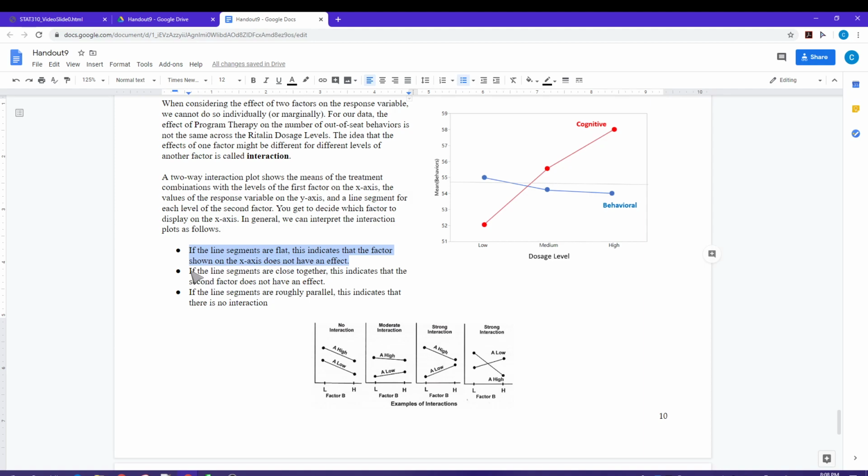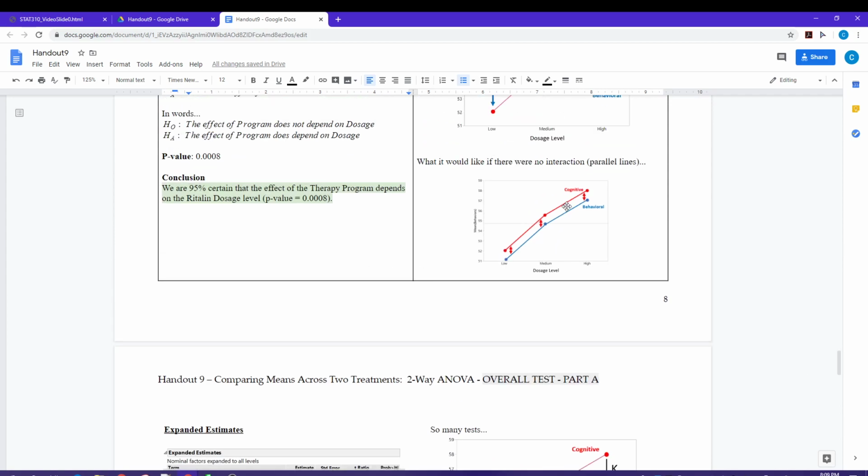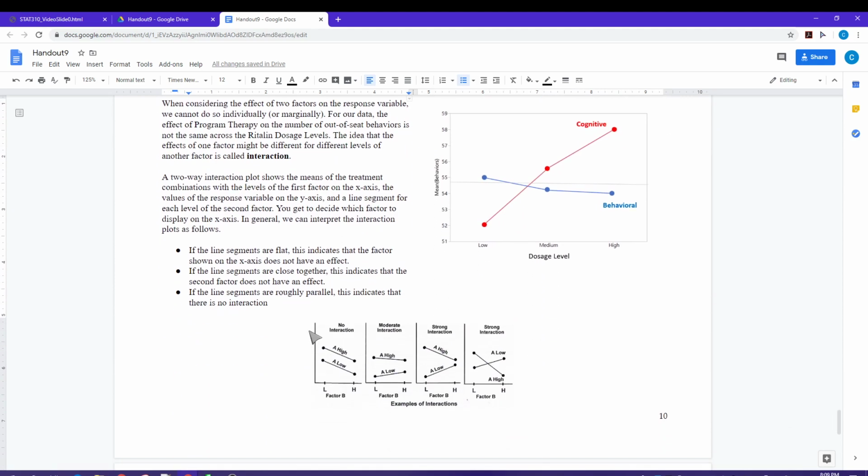If the line segments are close together, this indicates that the second factor does not have an effect. So that's actually the one that I drew up here. In this situation, these two lines are almost stacked on top of one another, so there's really not that much of an effect due to the program. There's definitely an effect due to the dosage because these averages are changing a lot, but the programs are pretty much giving me the same information. So if your plot looks like this, the program therapy isn't going to have much of an effect. If the plot is flat, then the dosage level isn't going to have much effect. And then the last is just if they're roughly parallel, which we've already covered.